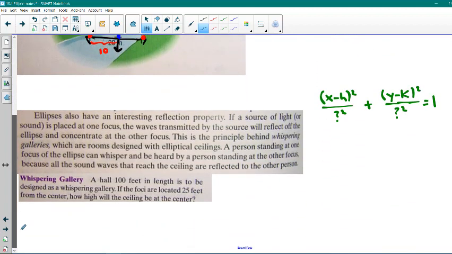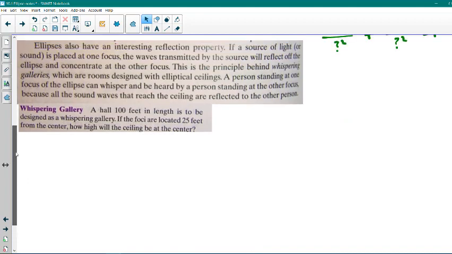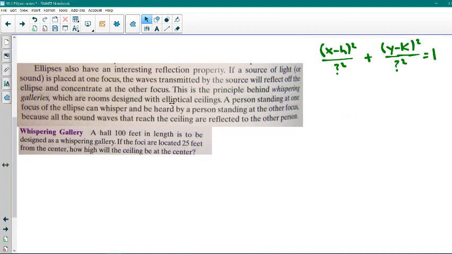Then we have something about a whispering gallery, and I don't know if you've ever been to NC State. They have a whispering wall out by the D.H. Hill Library. That's the old library, not the brand new, gorgeous, beautiful one, but I encourage you to go check it out.